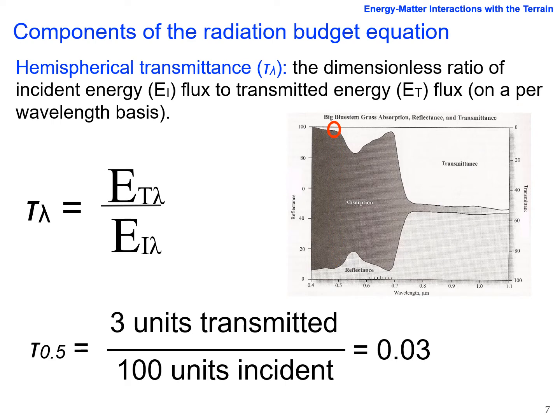And then finally, hemispherical transmittance is just the ratio of incident energy flux to transmitted energy flux. And so that's energy transmitted over energy incident. So again, at 0.5 micrometers, it looks like about 3 units are transmitted and 100 units are incident. So that gives you a transmittance of 0.03.